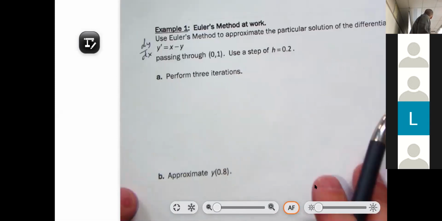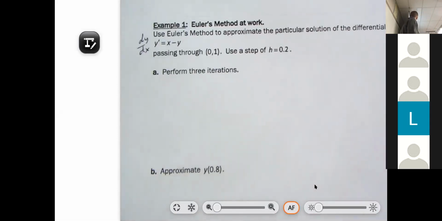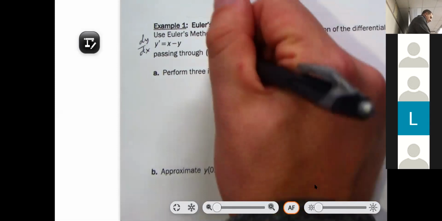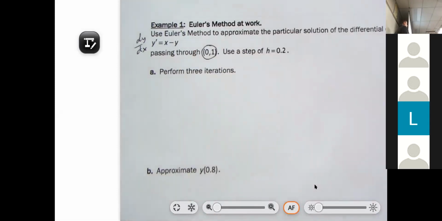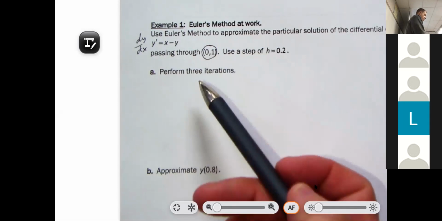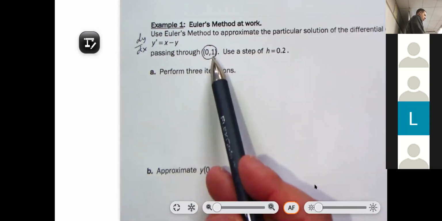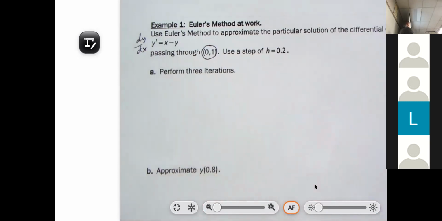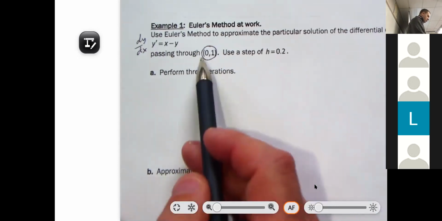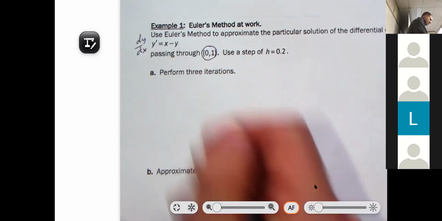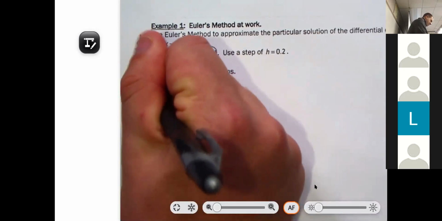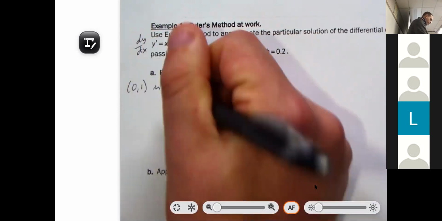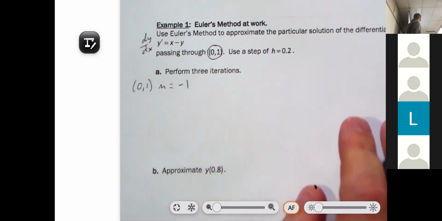But here's what we're going to do. The first thing we're going to do is find the tangent line at (0, 1). That's how we're going to start. To find a tangent line, we need a point, which we have, and we need the slope at that point. So I'm going to plug (0, 1) into the derivative. That's what the derivative does for us: it finds the slope at these points. So at (0, 1), my slope is -1.